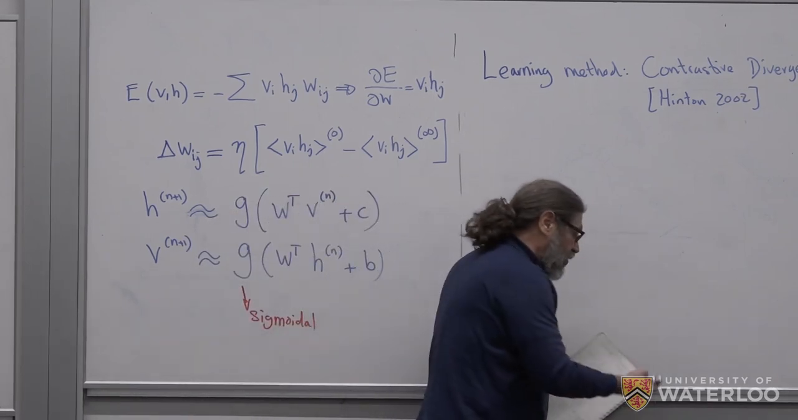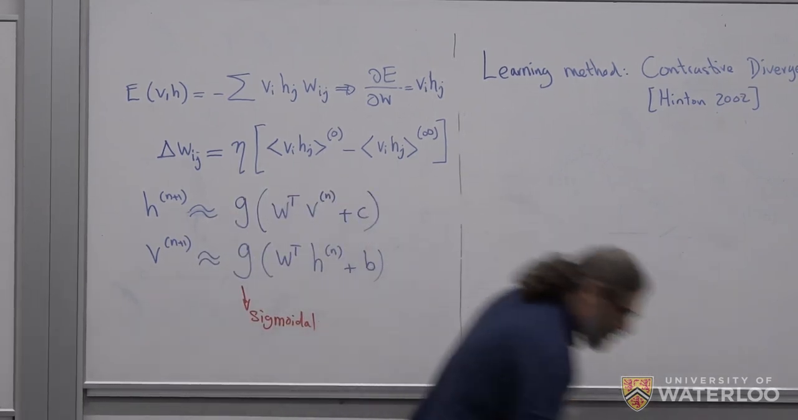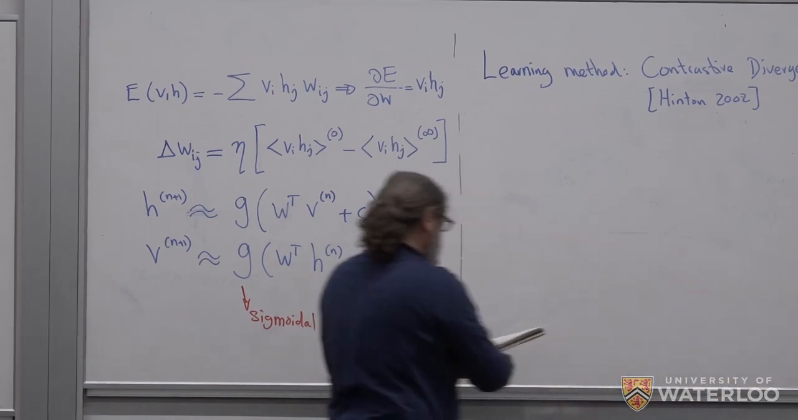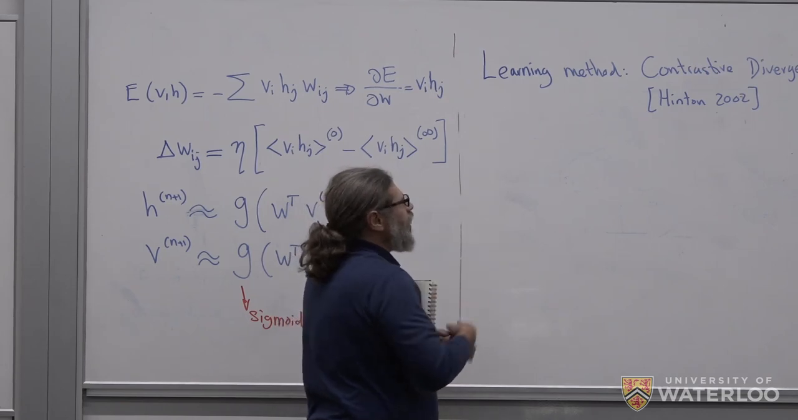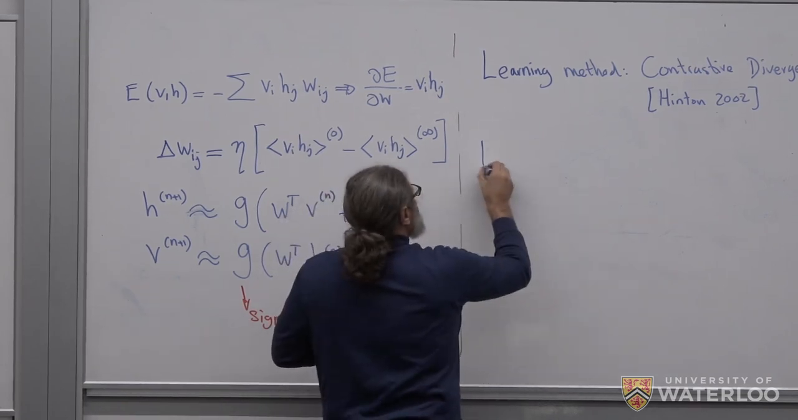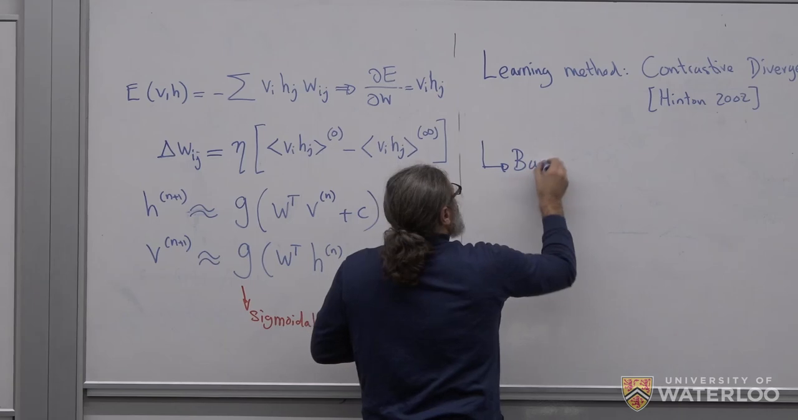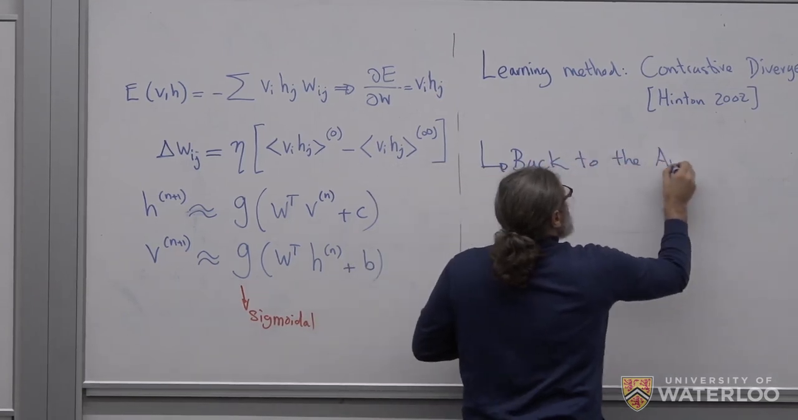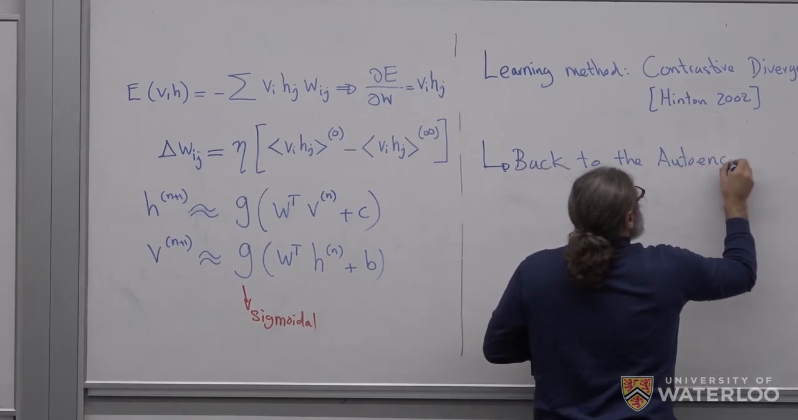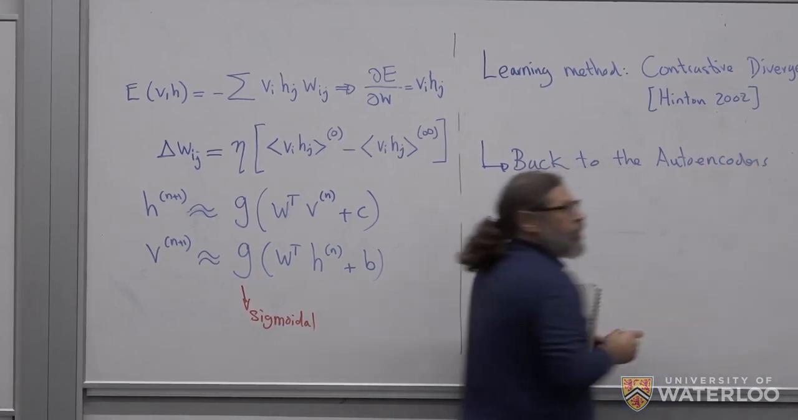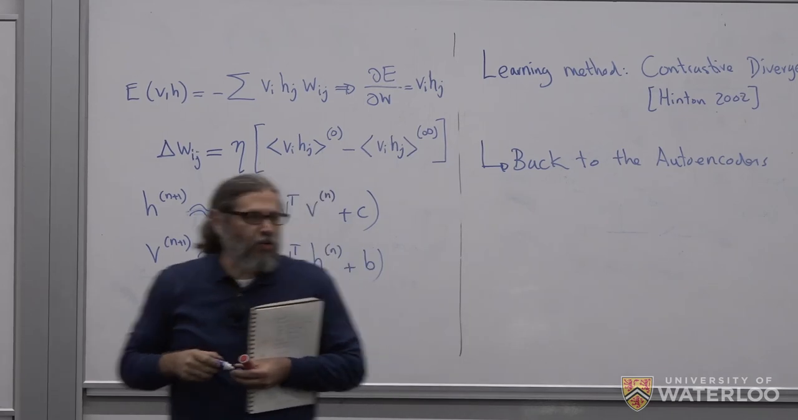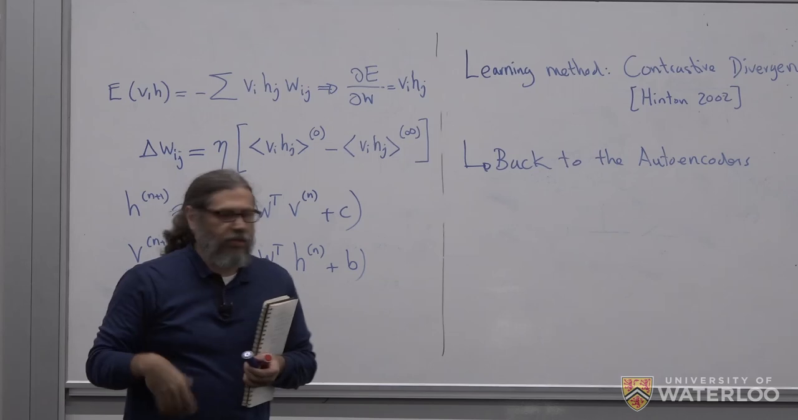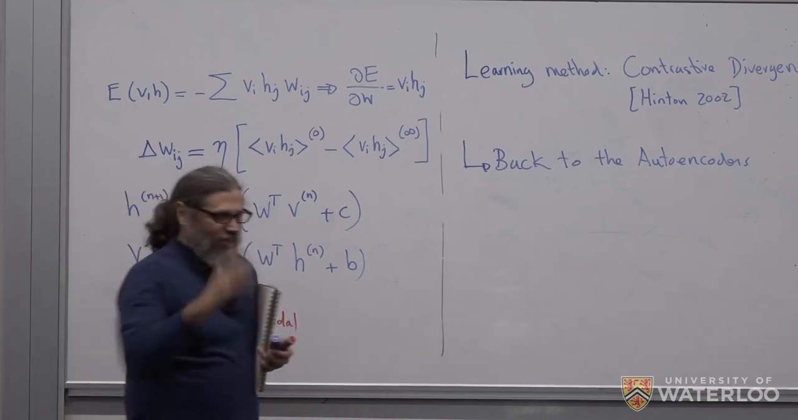Okay. Assuming we read that, so, okay, what is it that we want to do? Okay, let's go back to the autoencoders. So he wanted to do this all for the autoencoders. Now I'm speculating. It was one of his motivations.